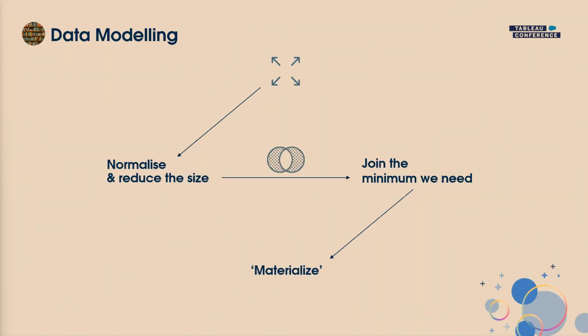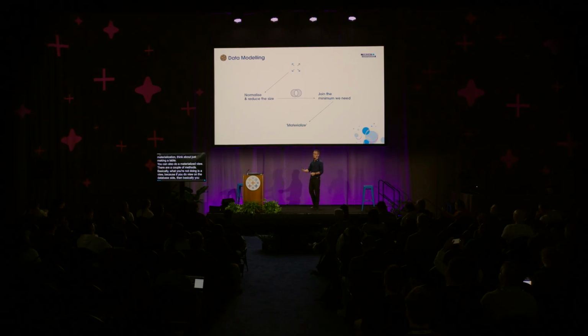If you don't know what materialization is, think about just making a table. You can also do a materialized view. There are a couple of methods. Basically, what you're not doing is a view. Because if you do a view on the database side, then basically you're saying whenever you're querying it, redo the whole work. You don't want this. You want it to be actually already data on the DB, so we can just query and read it.